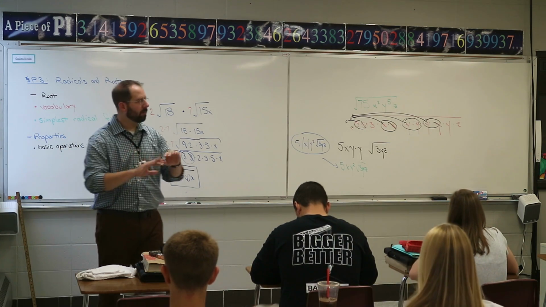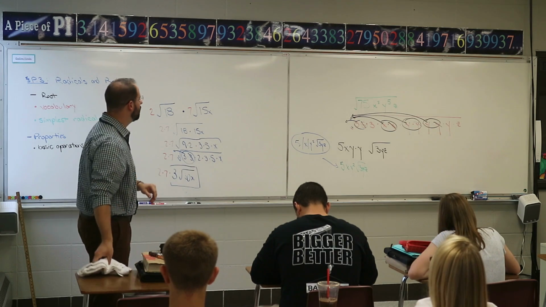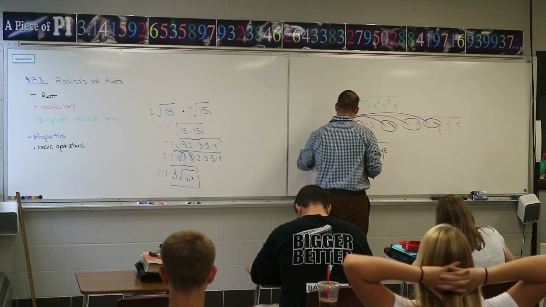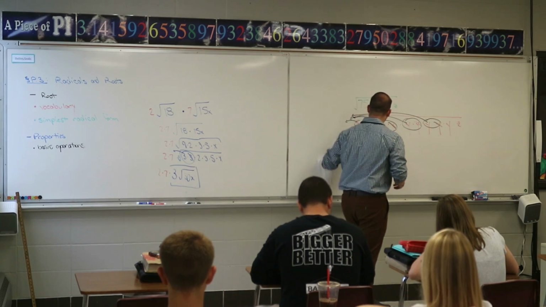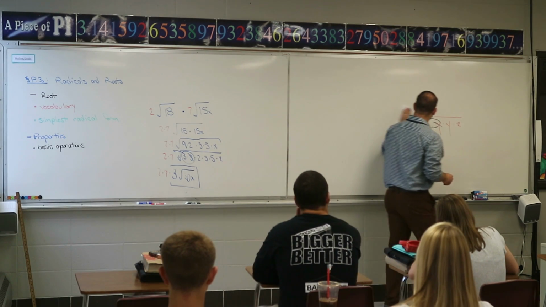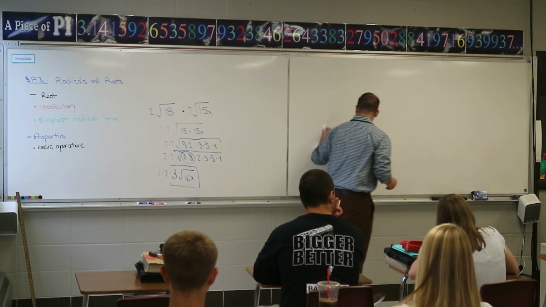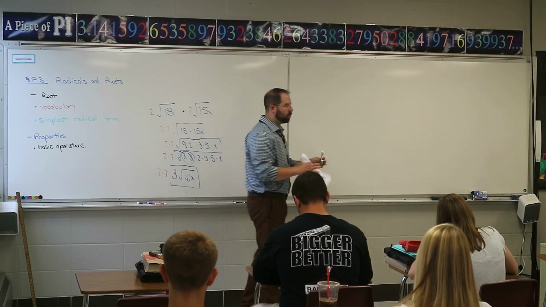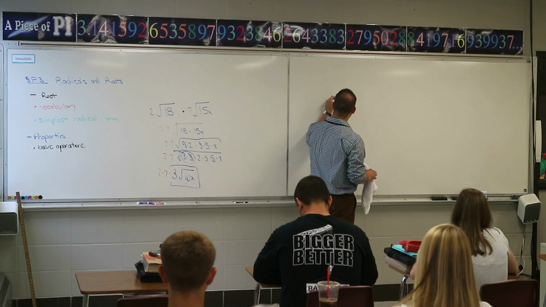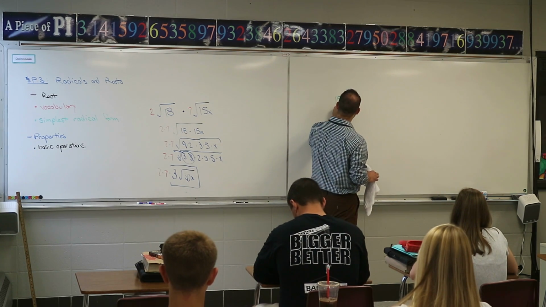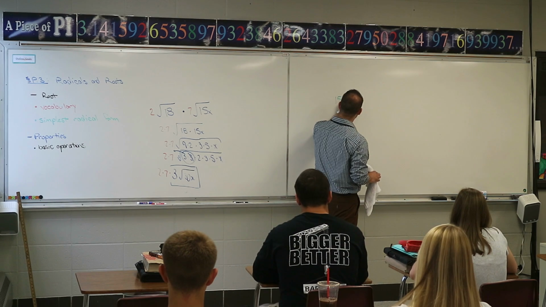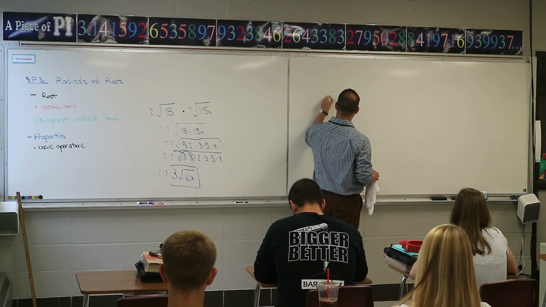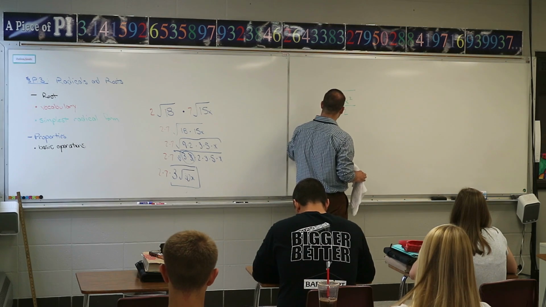Quotient rule, this will probably be my last property today. We'll do addition and subtraction tomorrow. Last property here, last example. We're going to do division, right? Quotient rule. 15 x squared, and we're going to divide by, let's go 12. This is all in a radical.